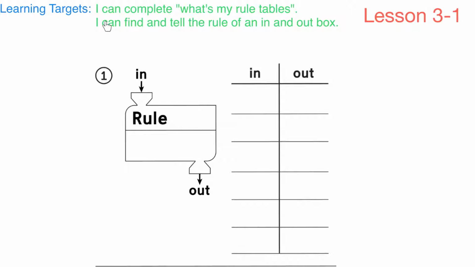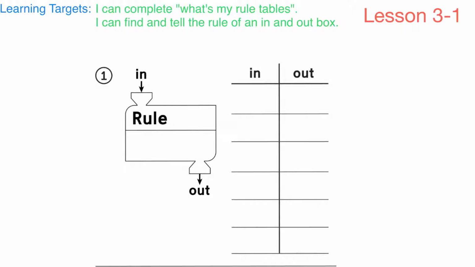Let's take a look first, as we always do, with our learning targets. I can complete what's my rule tables. And a what's my rule table is exactly what you see here, and we're going to explain this in a moment. And then the second learning target is I can find and tell the rule of an in and out box. And right here is an in and out box. So we're going to be working on finding the rule and completing these tables today.